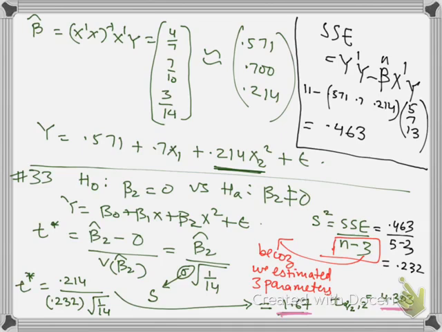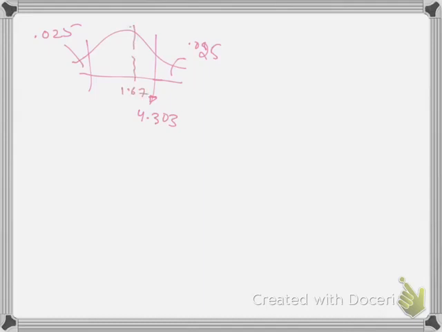So let's look at it. This is my T distribution. These are my rejection regions with area 0.025, 0.025. This is the critical value 4.303, and my test statistic is somewhere here, 1.67. So it does not fall in the rejection region. We fail to reject H naught, that is, beta 2 equal to 0.